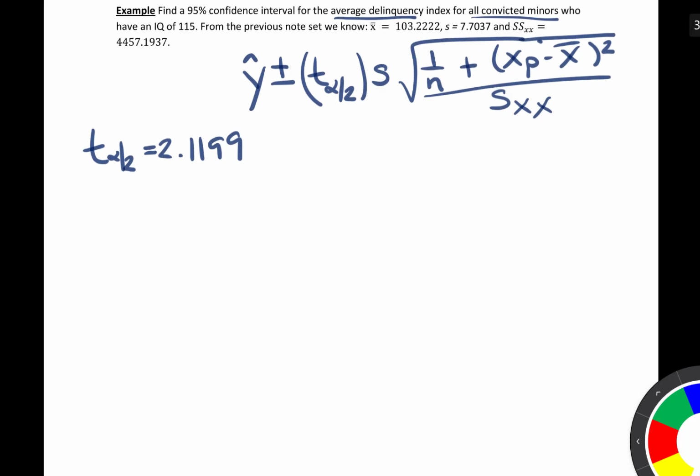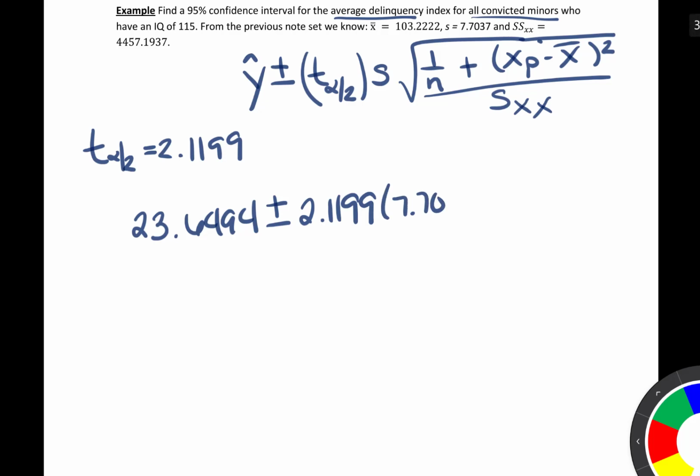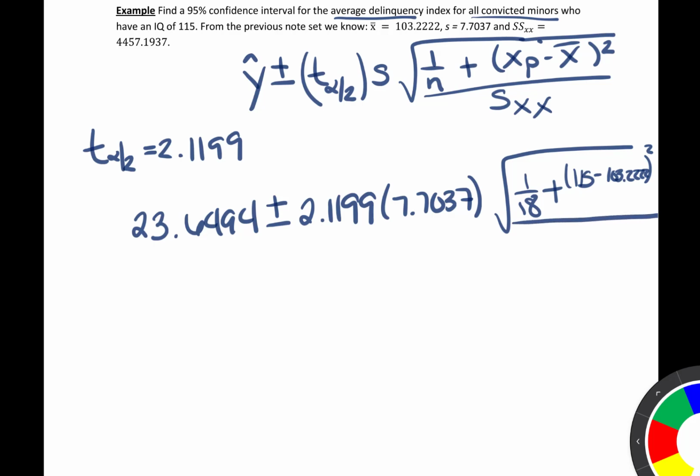So let's plug in all of these values. The y hat is what we found on the previous page. The t value we just discussed. S we have found previously, and it's given up above. n is our sample size, so we had 18 in this case. We're predicting at the value 115, and I'm running out of space here, but previously we had that x bar was equal to 103.2222. And then we're going to divide all of this by sum of squares xx. And this is all under that square root. If you put this in your calculator, you'll get the following.